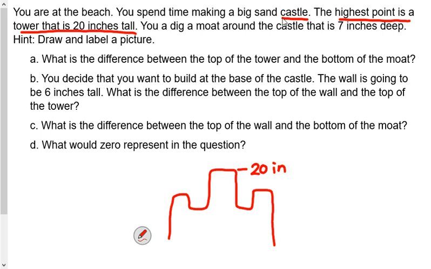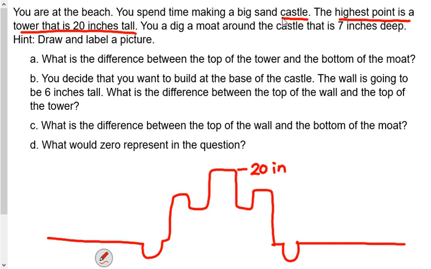You dig a moat around the castle that is 7 inches deep. Okay, so we think about a moat, and remember a moat is something that usually you think about having water in it, having a drawbridge over it, something like that. So we've got a moat that goes all around our castle. And so that moat is 7 inches deep. So right there is 7 inches.